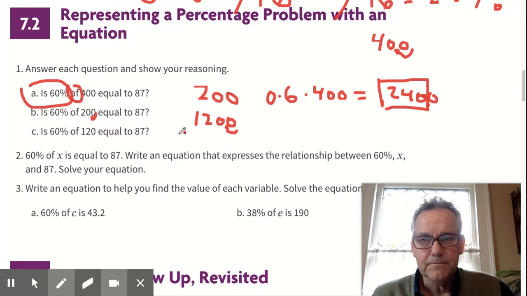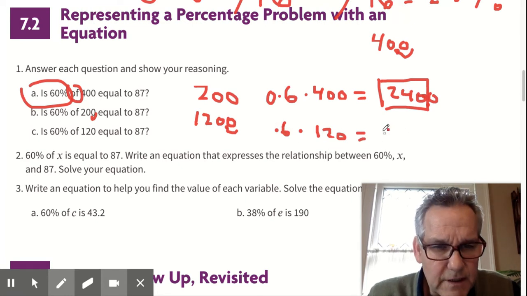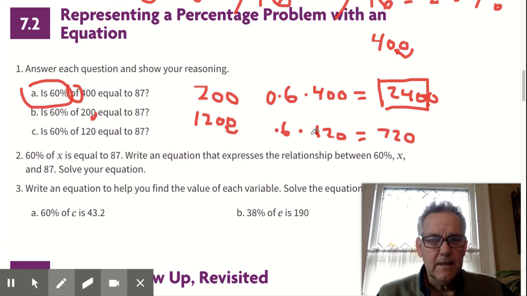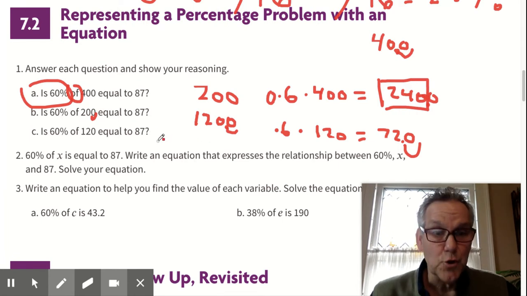And finally, it says, is 60% of 120 equal to 87? Well, this is a possibility because 50% of 120 is 60. So again, we're going to use the 0.6, and we're going to multiply it by 120. And of course, 6 times 12 is 72, and I'm going to factor back in the 10 that I took away. And then I have one decimal position here, none there. So I come up with 60% of 120 being 72. So the answer for each of these is no.